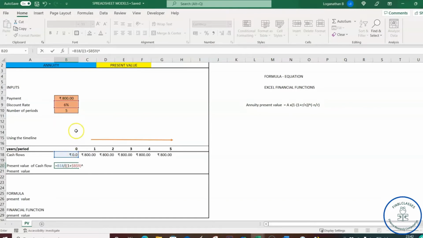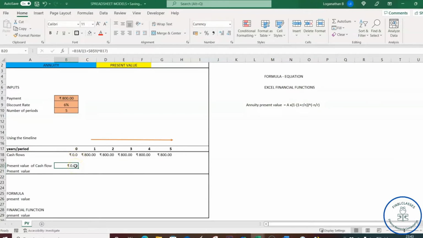Okay, this is the thing, not this one, this one. So B17, you have to select B17, right? Then close the bracket and enter. It will give you 0, right? So we are discounting this one in today's, okay? So it will come 0.